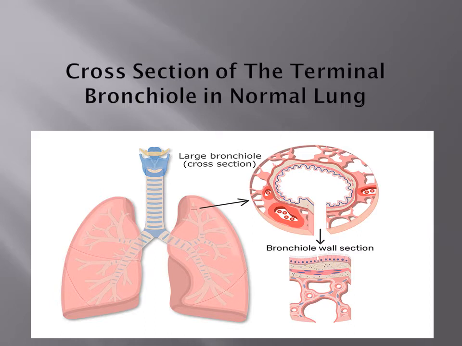Also, if we cut a cross section of the terminal bronchiole of this normal lung, we can see it does contain a wall. It has some mucus and an open airway, which is very important because this will allow gas to flow comfortably.